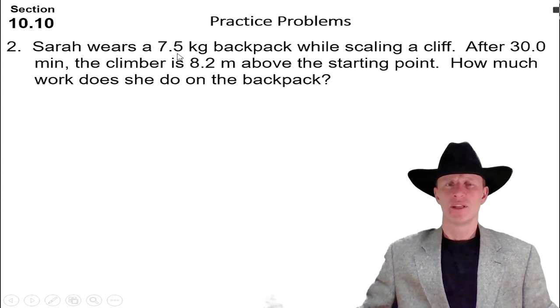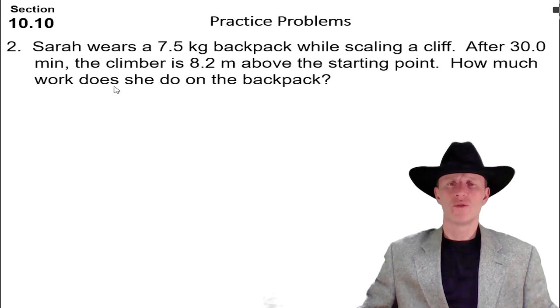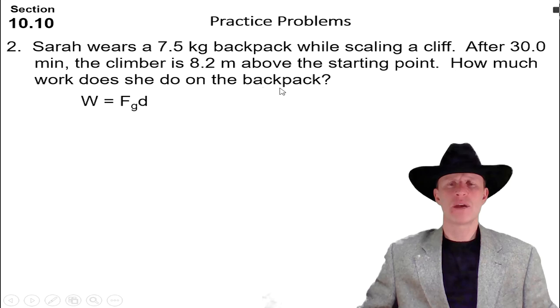Sarah wears a 7.5 kilogram backpack while scaling a cliff. After 30 minutes, the climber is 8.2 meters above the starting point. How much work does she do on the backpack? Well, in order to move a backpack, we have to move the weight of the backpack a certain distance. So our formula for work is force times displacement. Our force is the weight, which is Fg.